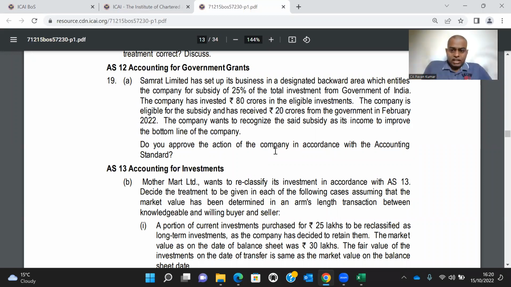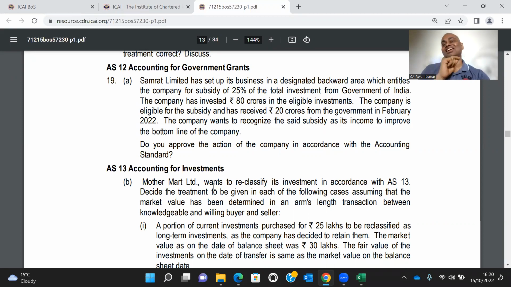Now you tell me, do you think this is correct accounting? Tell me, do you think it is correct accounting? Kavi is saying no, Maria is saying no. Actually is saying as usual wrong. So whatever the company says, it's wrong.